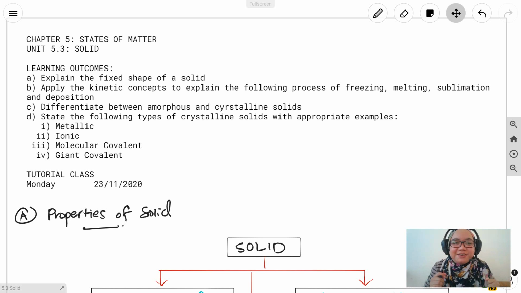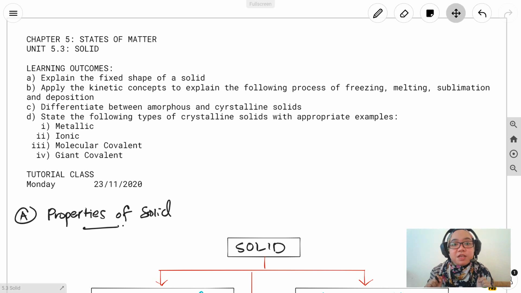So, today we are going to continue with our tutorial class for this week. We are going to continue with chapter 5 again, states of matter, but this time we are going to look at unit 5.3, solid. We have learned about the properties of gas and liquid, so now we are going to look into the solid phase.